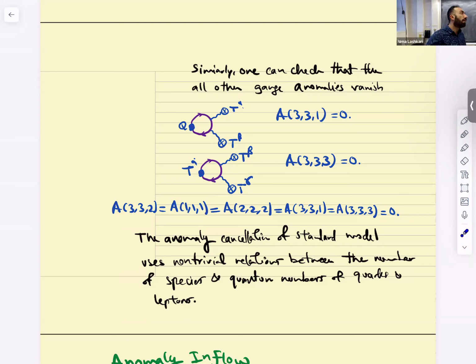Anomalies are not explicit violations of symmetries. Symmetries that are explicitly violated at the classical level, there are just so many ways for them to be violated. Here, the violation is due to quantum mechanics. The violation is fixed by your matter content. There's no freedom left for you.